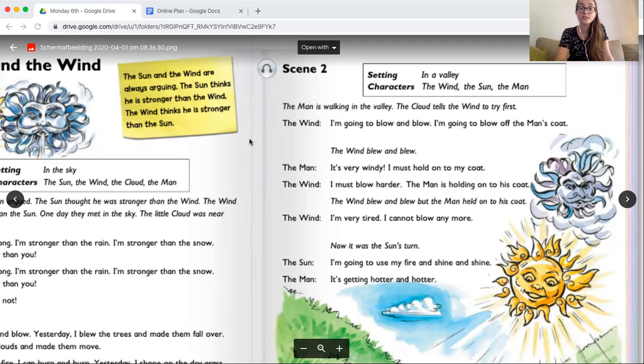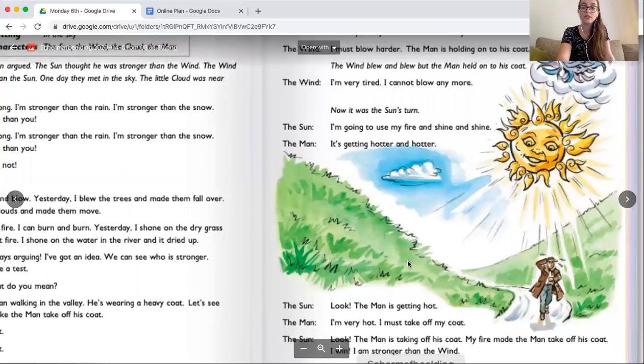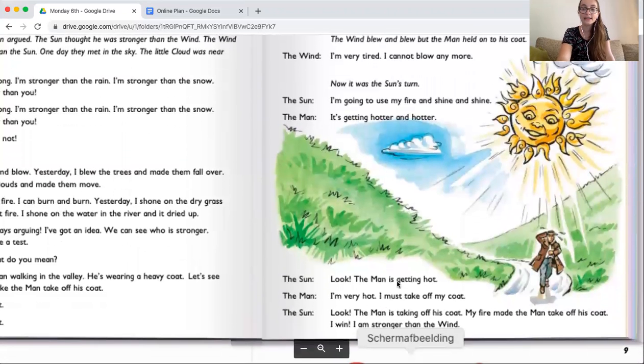Now it was the sun's turn. I'm going to use my fire and shine and shine. The man says, it's getting hotter and hotter. Look, the man is getting hot. I'm very hot. I must take off my coat. Look, the man is taking off his coat. My fire made the man take off his coat. I win. I am stronger than the wind.